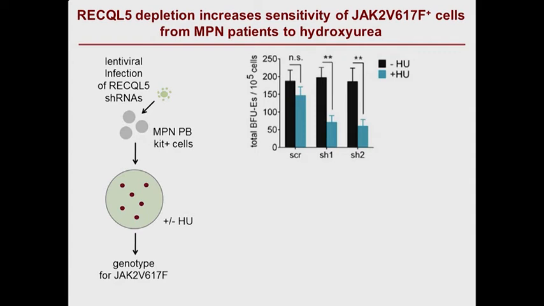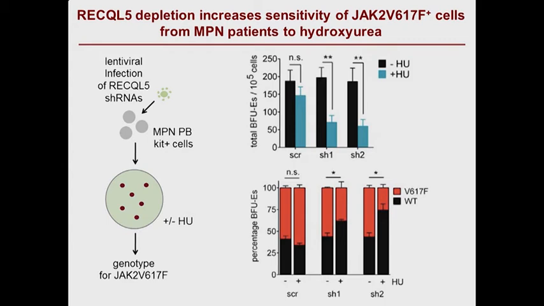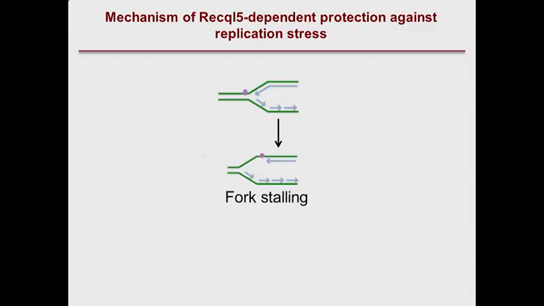And then if you deconvolute which cells are really contributing to this inhibition of growth, it's primarily the V617F cells. So in primary samples, we also see this preferential sensitivity of the VF cells to RECQL5 knockdown in the context of hydroxyurea treatment. So then we went on to try to understand this mechanistically. So our model would be as such.